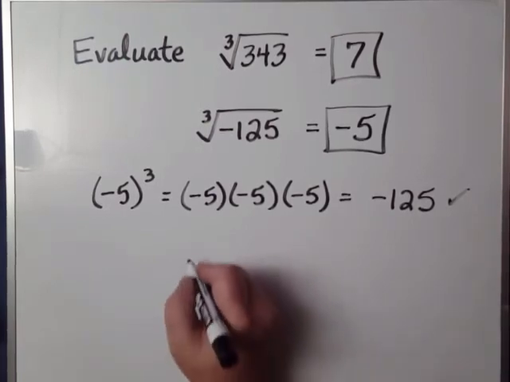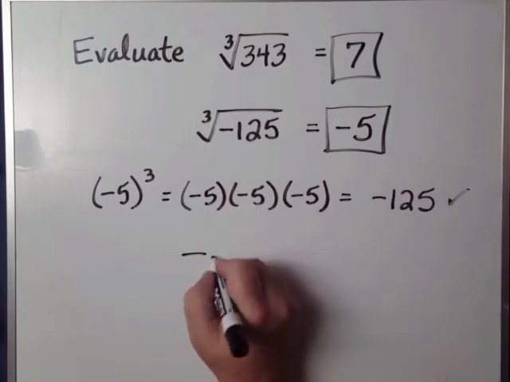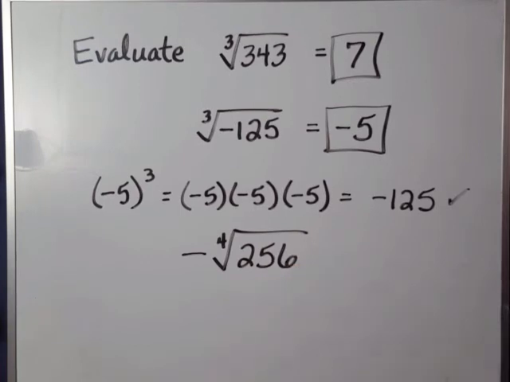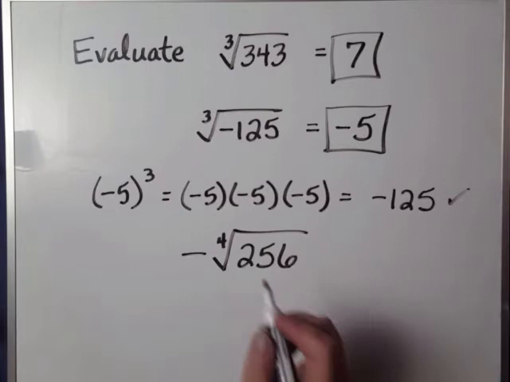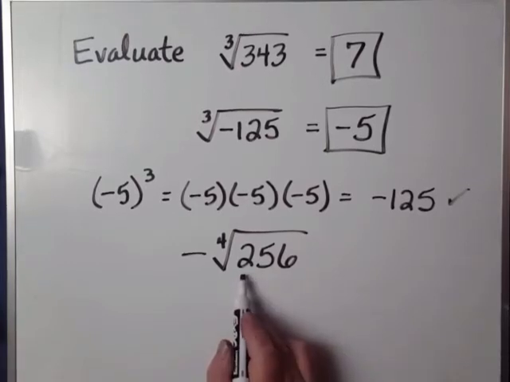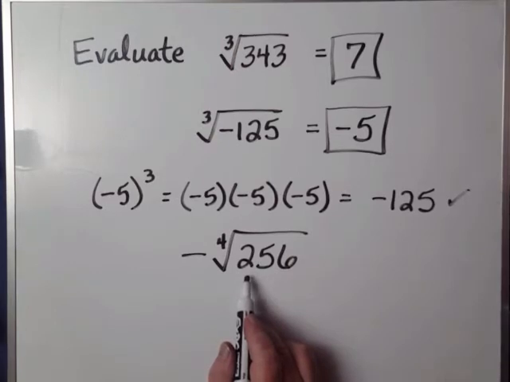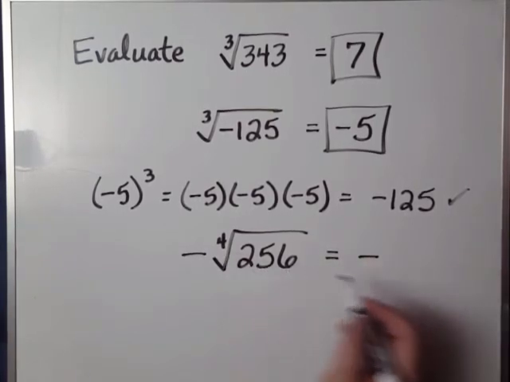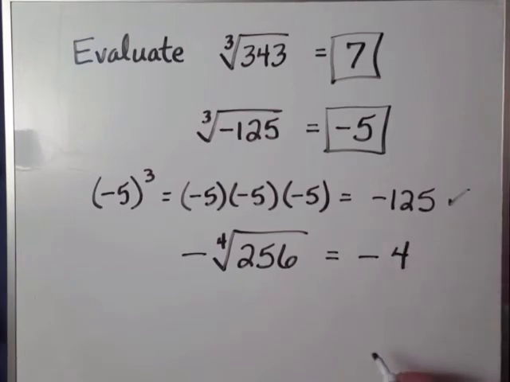Number 82, negative the 4th root of 256. You've got your 4th powers memorized by now, hopefully. If not, keep working on that. And we recognize that 256 is the perfect 4th power of 4. The negative out front floats, and the 4th root of 256 is 4.